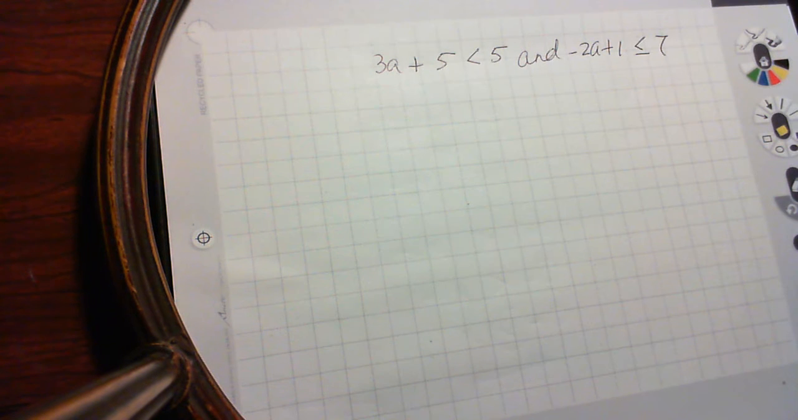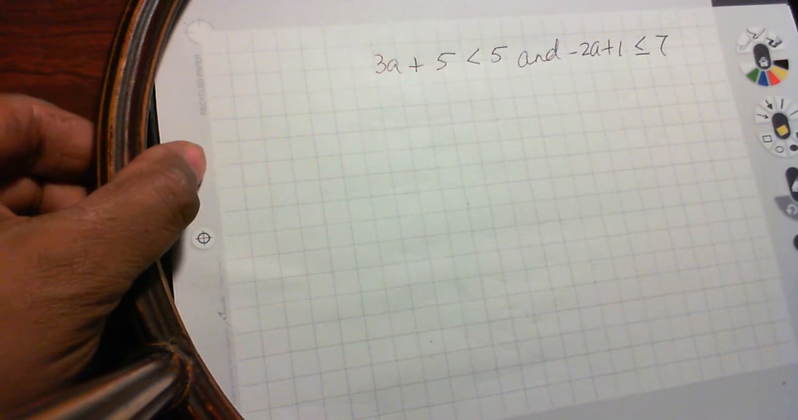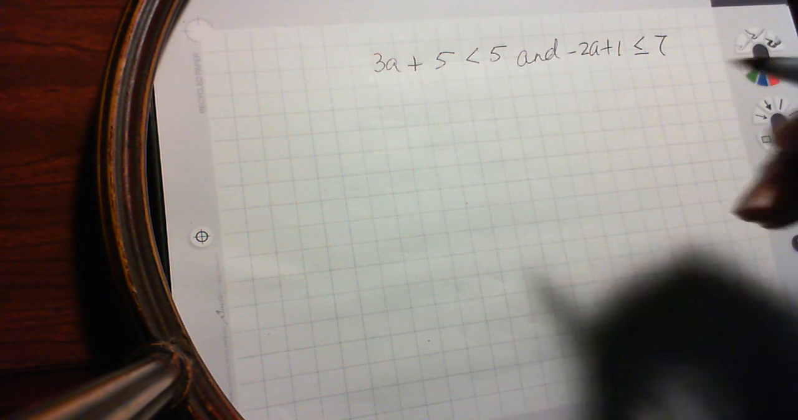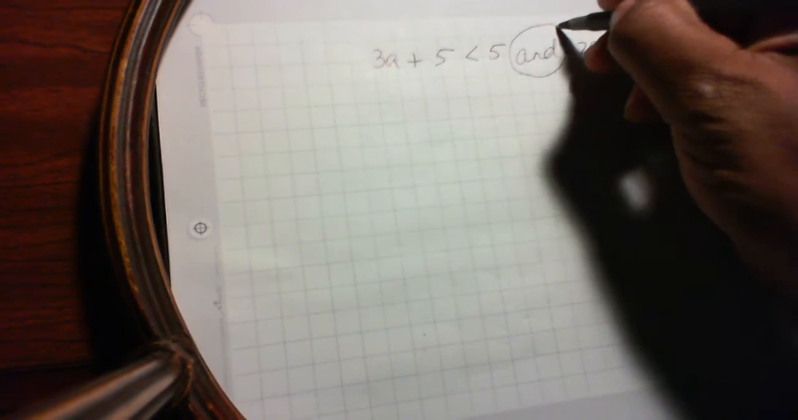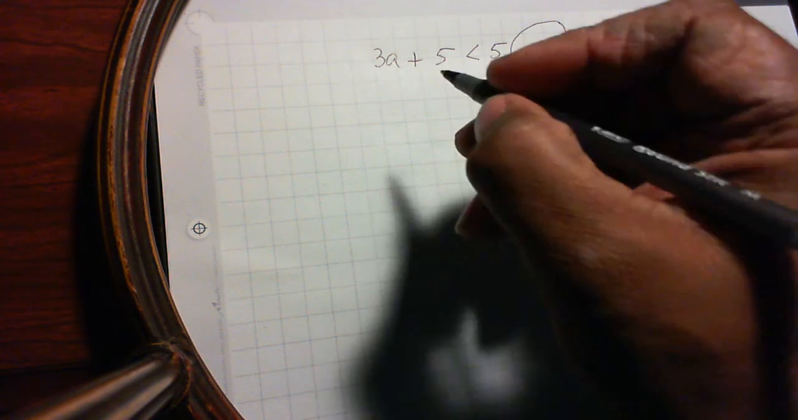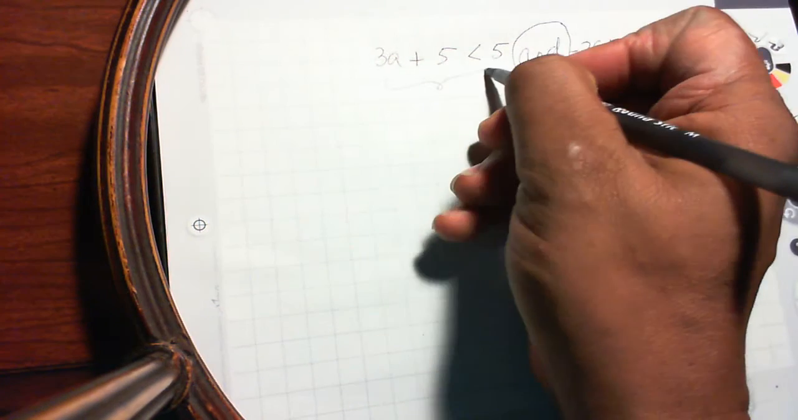Okay, this is the second example that I wanted to do. This time it has an "and" instead of an "or." Remember the one I did earlier had an "or." So let's look at how we would do this one. The process is the same. So we're going to look at this part.